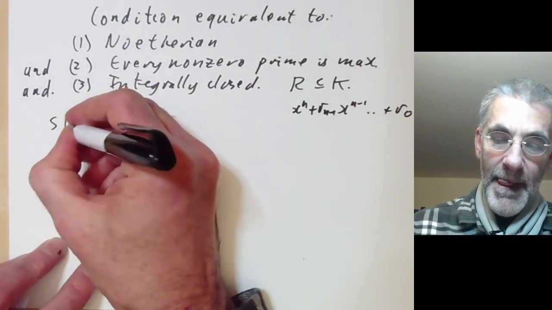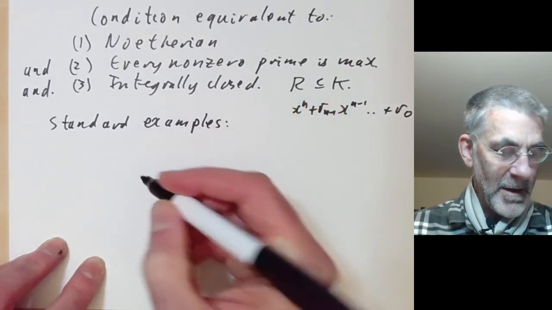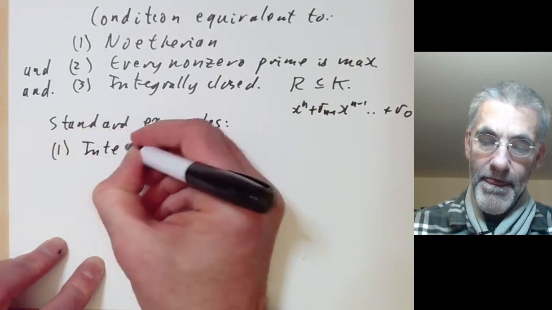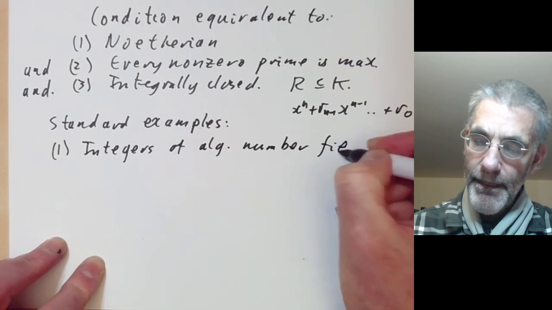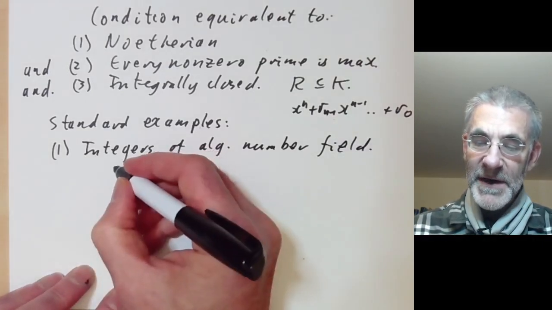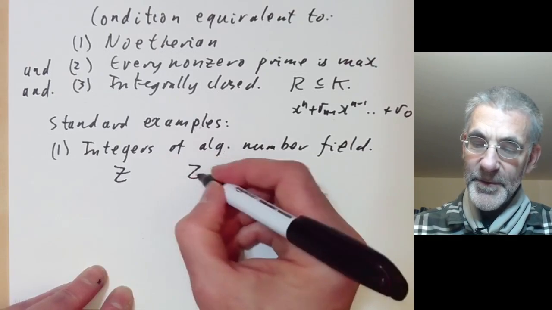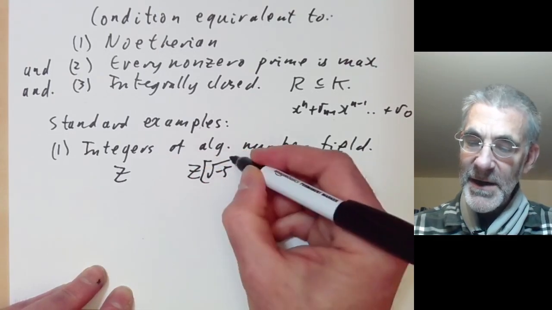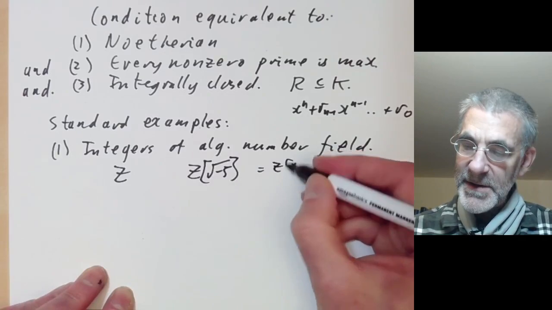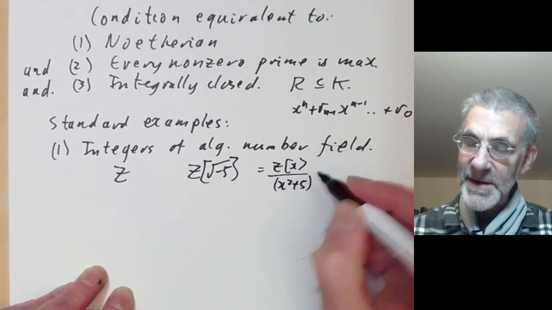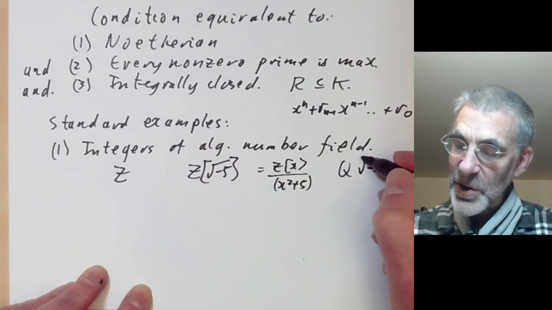There are two standard ways of getting examples of Dedekind domains. The first is the integers of an algebraic number field. So typical examples of these are, first of all, the integers themselves form a Dedekind domain. They're just the integers of Q. The example we just had, the integers of Q(√-5), so you can think of this as being Z[x] modulo x squared plus 5, and this is the integral closure of Z in the field Q(√-5).